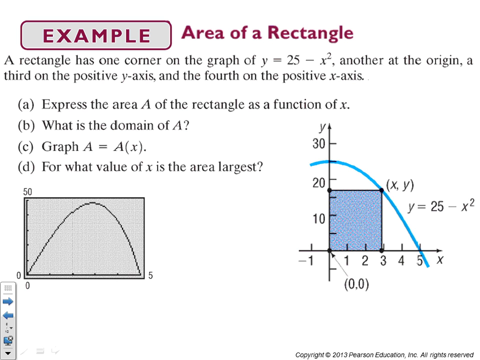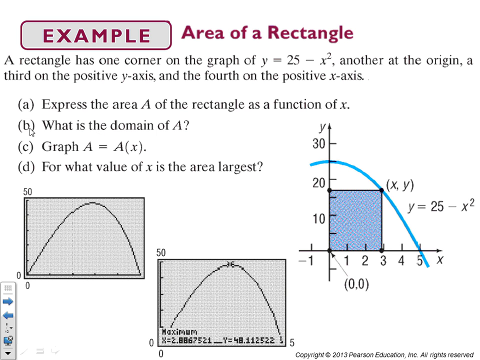After we sketch the graph on our paper, we want to find the value of x that has the largest area. So we are going to find the point that maximizes our area. We're going to use our graphing utility. We're going to calculate the maximum. And we find that happens at around 2.9. And that gives us an area of about 48.